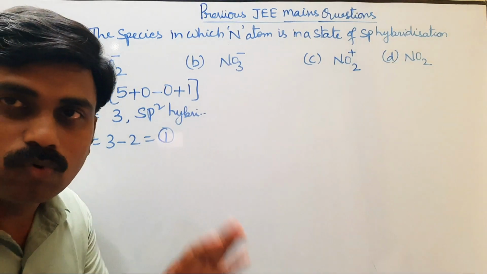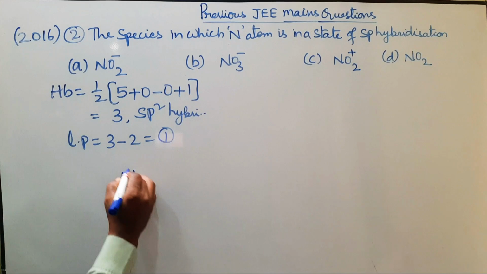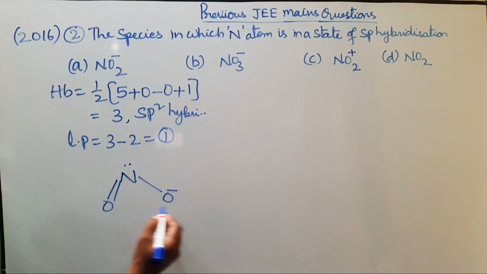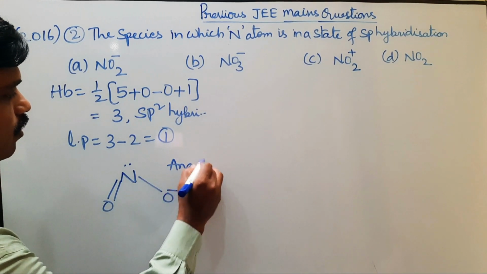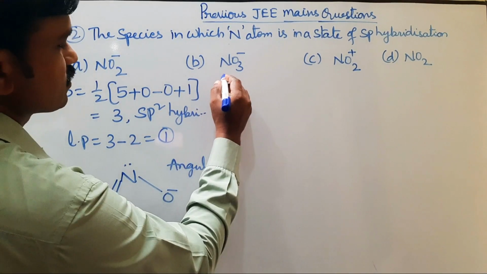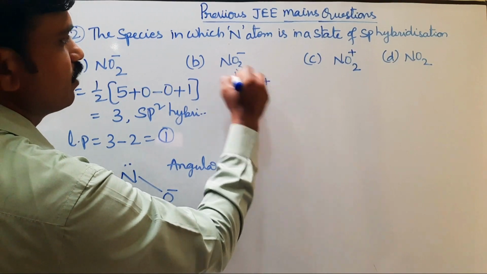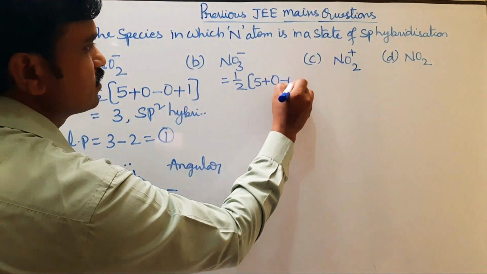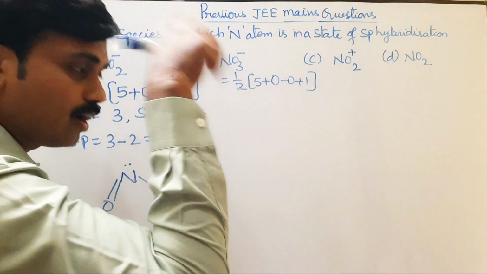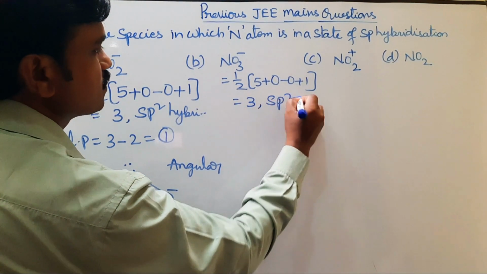Actually, in the question they asked only what type of hybridization, but we are getting the other points also. Look at the structure: N double bond O and O minus. It is angular in shape. Look at the second example, NO3 minus. Hybridization is equal to half into central atom valence electrons 5, plus surrounding monovalent atoms 0, minus 0, and plus 1, because the anion charge is 1. That's why plus A is there in the formula. It is also equal to 3. 3 means it undergoes sp2 hybridization.